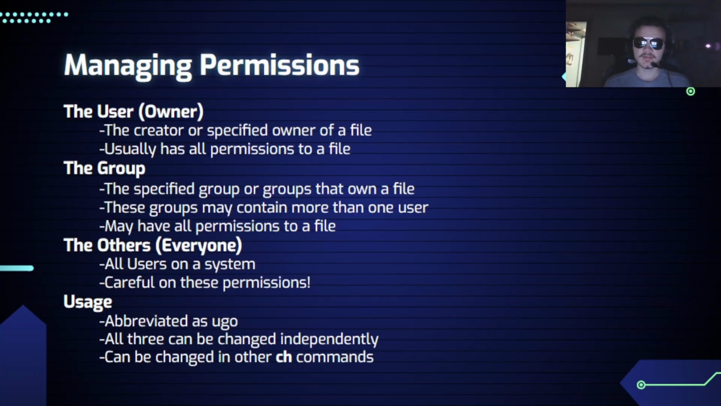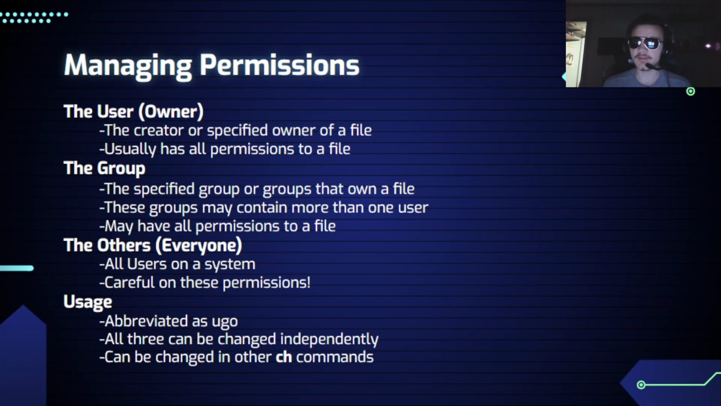Given these permissions, how may we manage them to properly allocate them in a Linux system? Well, they are organized via the user, group, others system. Basically, the user, or the owner, is the creator or specified owner of a file, and usually has all permissions to a file. The group is the specified group or groups that own a file. These groups may contain more than one user. And of course, these groups may have all permissions to a file, but it may vary. And the others, or everyone, would specify all users on a system.